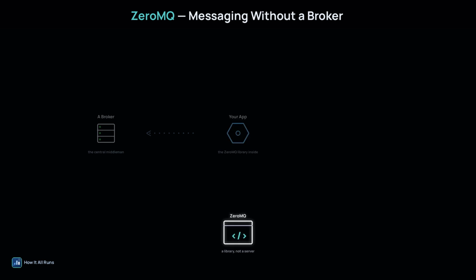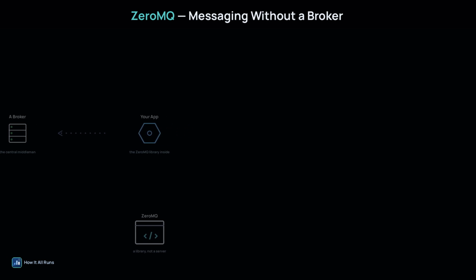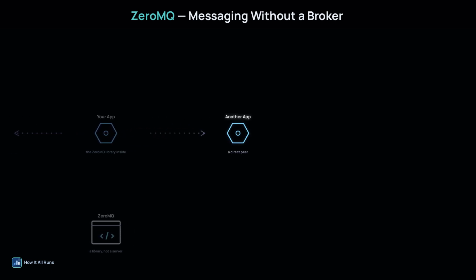ZeroMQ makes a defining choice. There is no broker at all. It isn't a server you run, it's a library you link into your own application, so the messaging intelligence lives inside each program. That's part of what the zero means, zero broker. With the smarts baked into each app, peers simply talk to each other directly. Nothing central sits in the middle storing and relaying their messages.